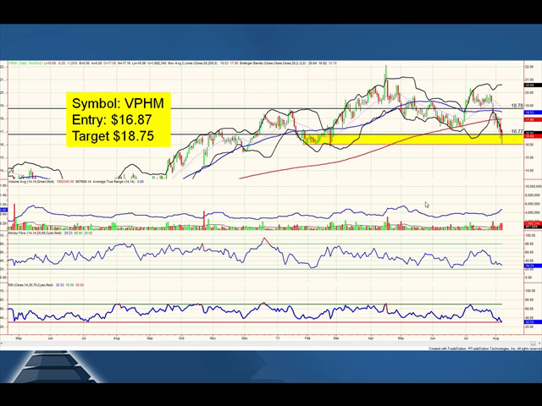If price goes below $16, if it hits like $15.95 before it hits your entry at $16.87, take the trade off the table. If it hits the entry level, ride it until it gets to the profit target, or use your stop loss at $16.95. So those are the three trades for today. We hope you take them and profit from them.